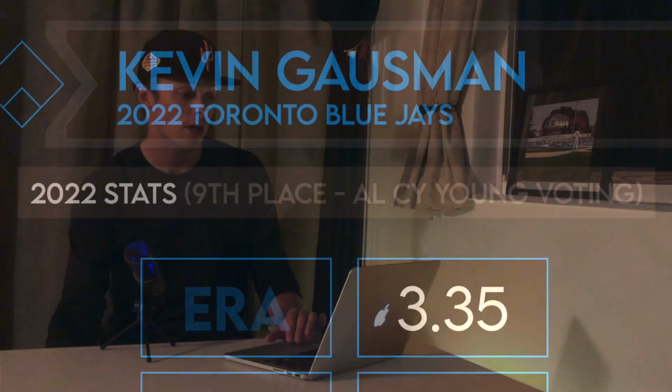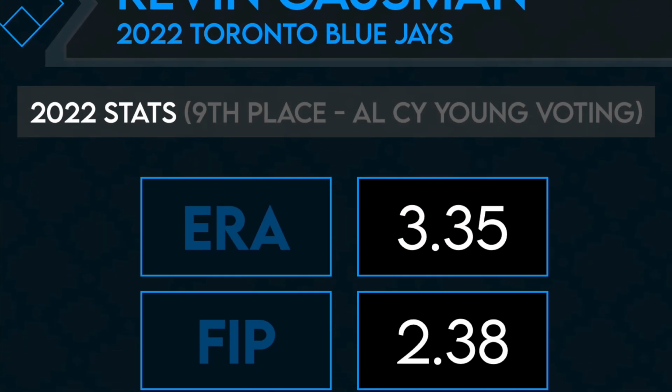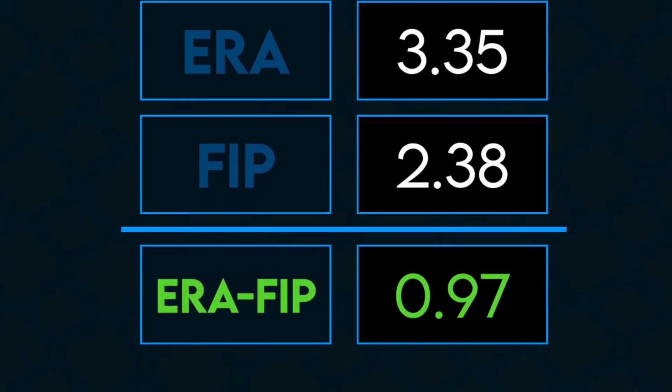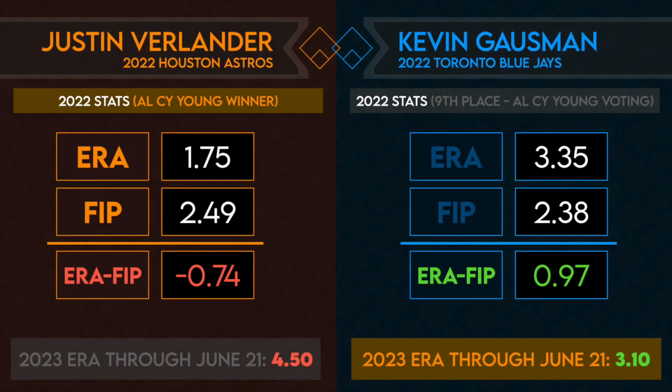Then we have Kevin Gausman with the Blue Jays in 2022, holding a 3.35 ERA and 2.38 FIP. It's the inverse, better FIP than ERA, and here we have a guy that looks to have done better than what his ERA shows. This is not meant to say that Gausman was better than Verlander, but one could speculate that if 2022 was longer, both would see their ERAs drift closer to their FIP. Interesting enough, this has happened in 2023 so far.